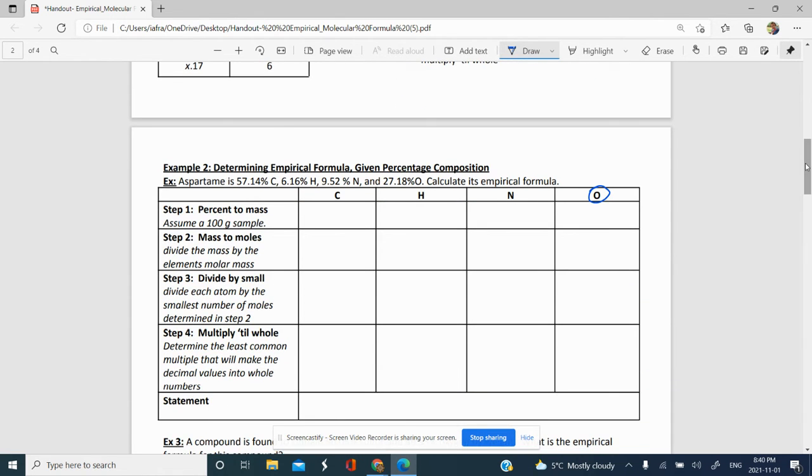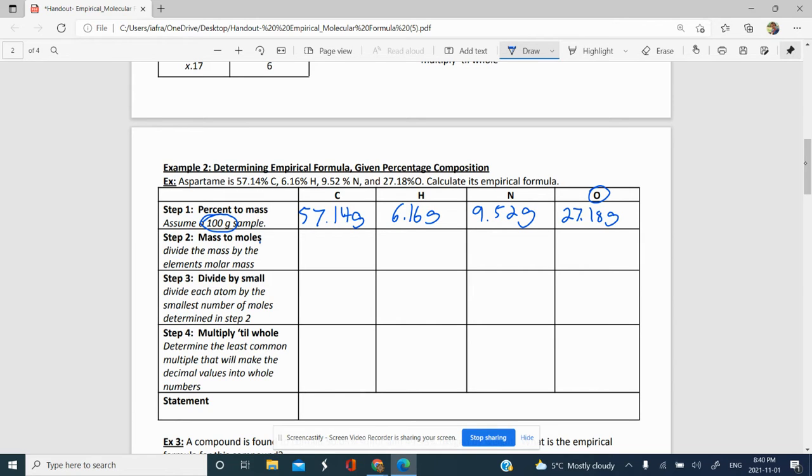So again, our first step is to go from percent to mass, and to do that, we assume 100 grams. And so we get our percentages directly converted into grams. So 57.14 grams, 6.16 grams, 9.52 grams, and then 27.18 grams.